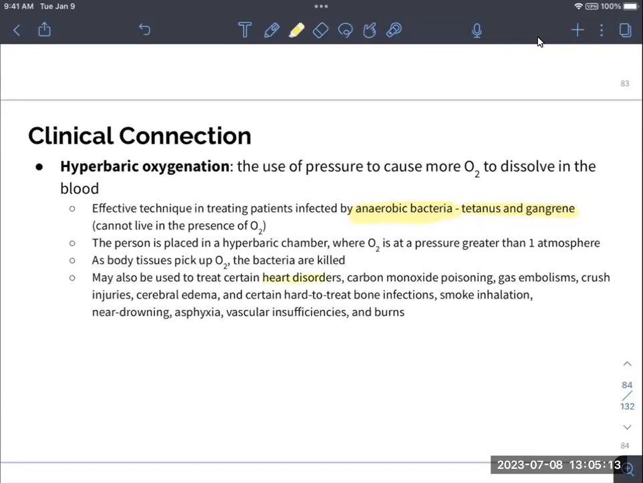They can treat heart disorders, anybody who's ever had carbon monoxide poisoning, gas embolisms, crush injuries, cerebral edema, different bone infections, smoke inhalation. Somebody who may have been in a fire may be put into a hyperbaric chamber. Near drowning, to try to help clear that water out of the lungs. Asphyxia, vascular insufficiencies, burns. They can use these hyperbaric chambers for a lot of different reasons. And what they're doing is trying to push more oxygen into the system.